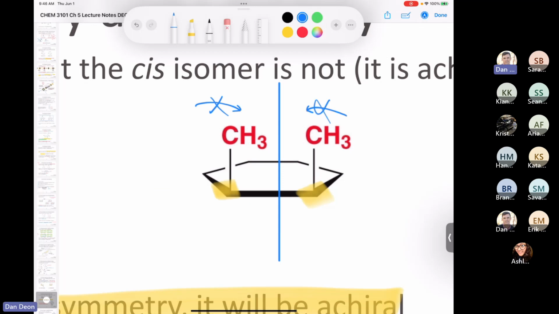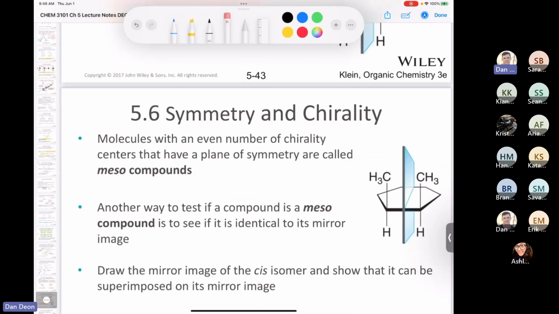So if you have a compound that's got stereocenters, but it's got a plane of symmetry, the molecule is not chiral. It doesn't mean it doesn't have chiral centers. The molecule is not chiral. So that means it has no effect on plane polarized light.